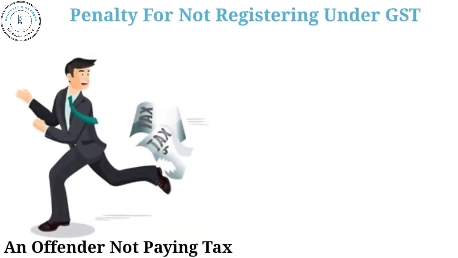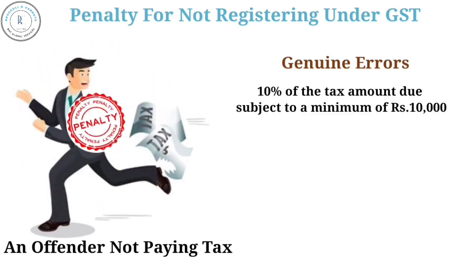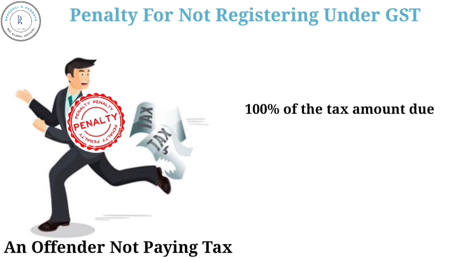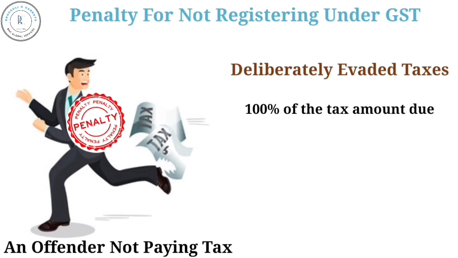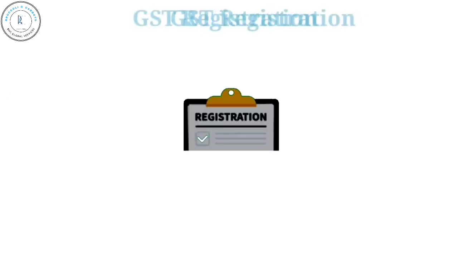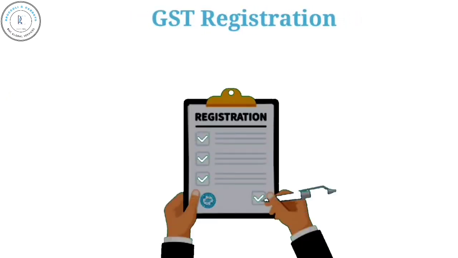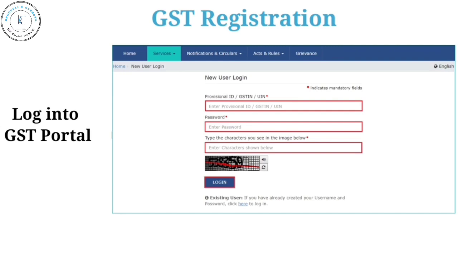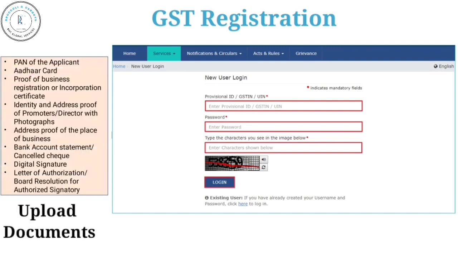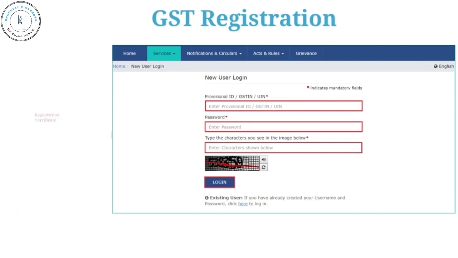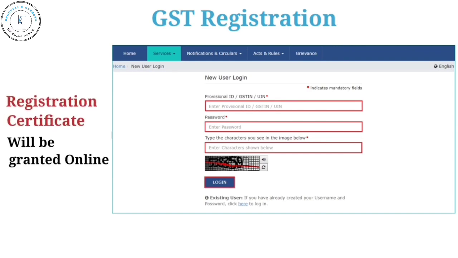An offender not paying tax or making short payments due to genuine errors has to pay a penalty of 10% of the tax amount due, subject to a minimum of 10,000 rupees. The penalty will be 100% of the tax amount due when the offender has deliberately evaded paying taxes. It is quite easy to register for GST. Just log into the GST portal, upload the required documents and submit the application. Registration certificate will be granted online.